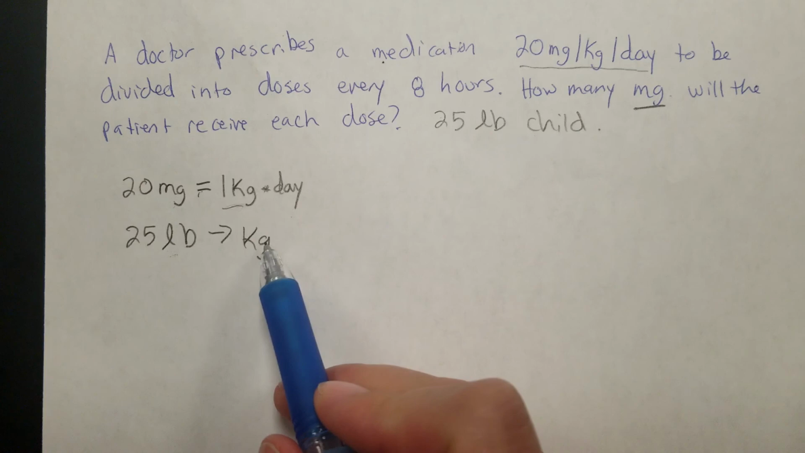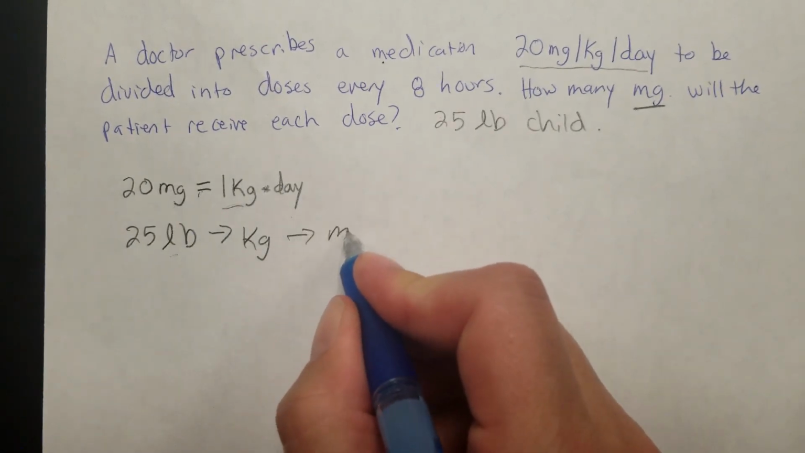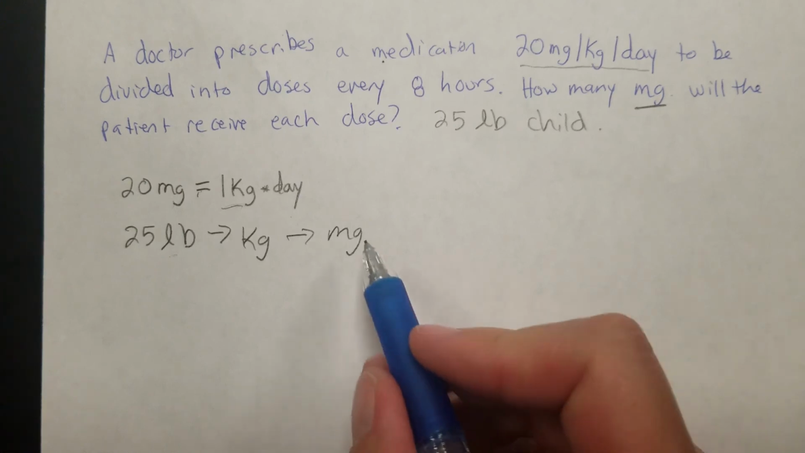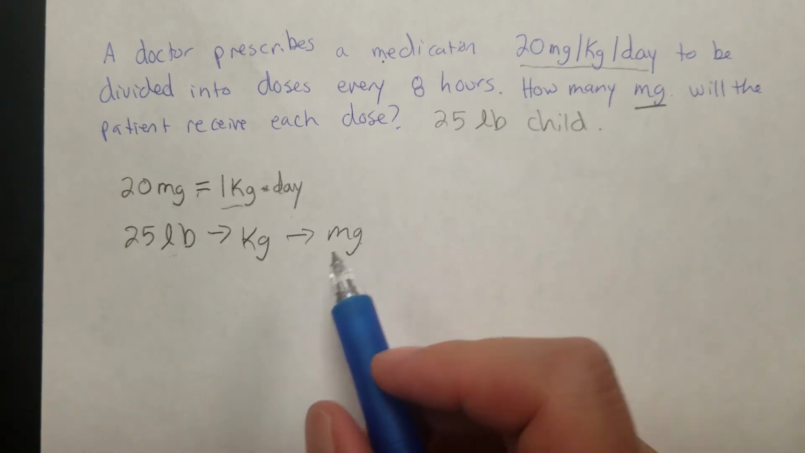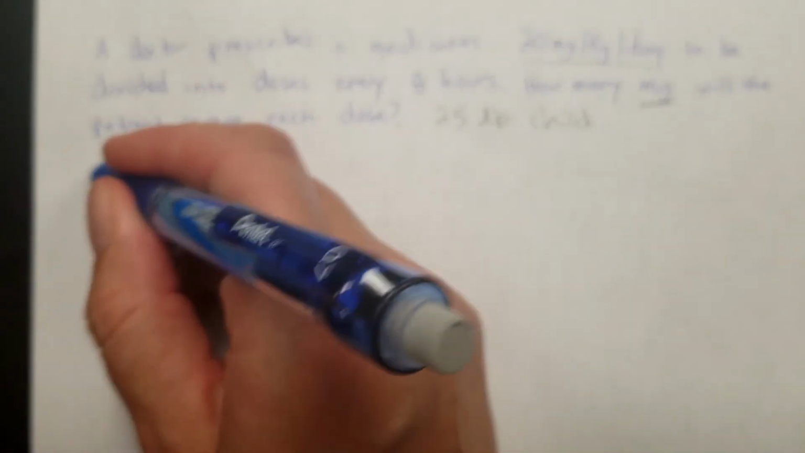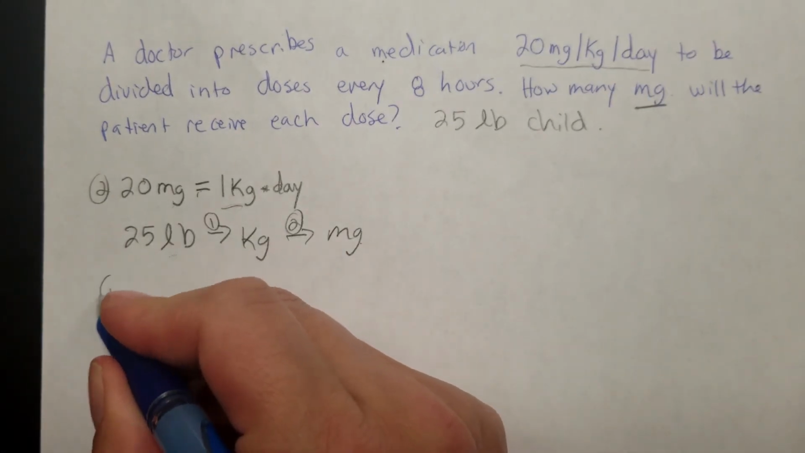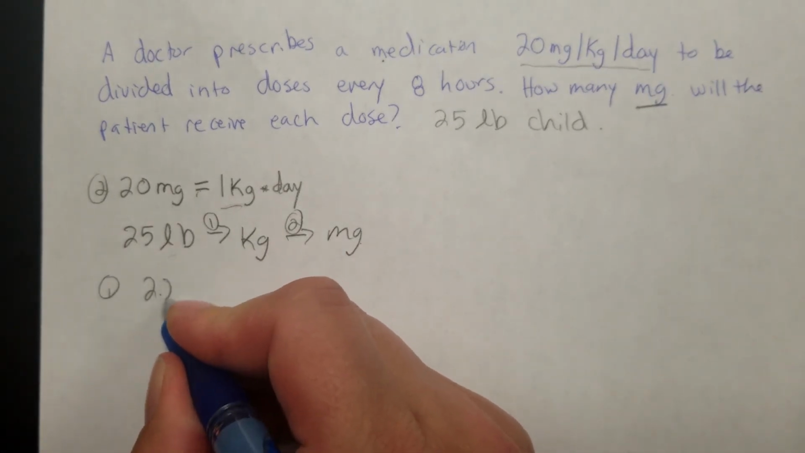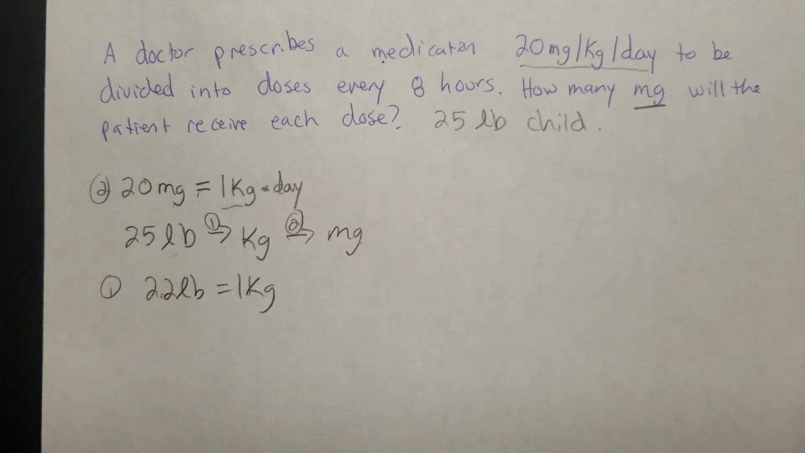Because once we know the child's weight in kilograms, we can use this dose to figure out how many milligrams to give the child, and this will be milligrams per day. So this will be the second conversion factor we use. That means we're going to need a conversion factor here. The first one will be that 2.2 pounds is equal to 1 kilogram that we saw a little while ago.